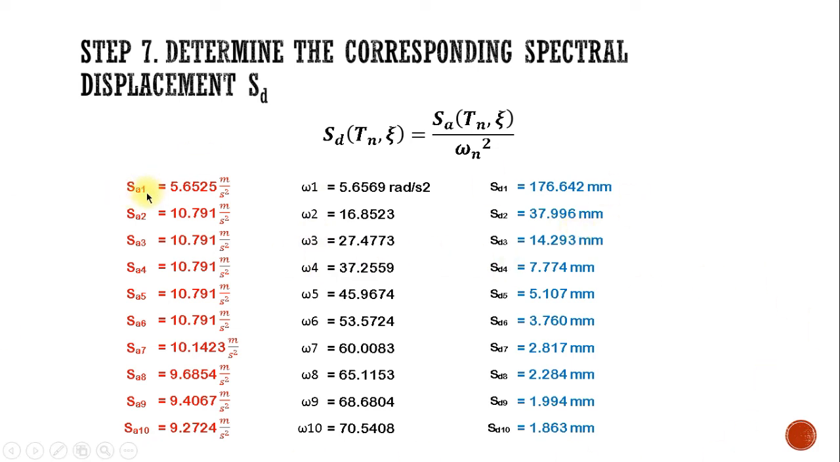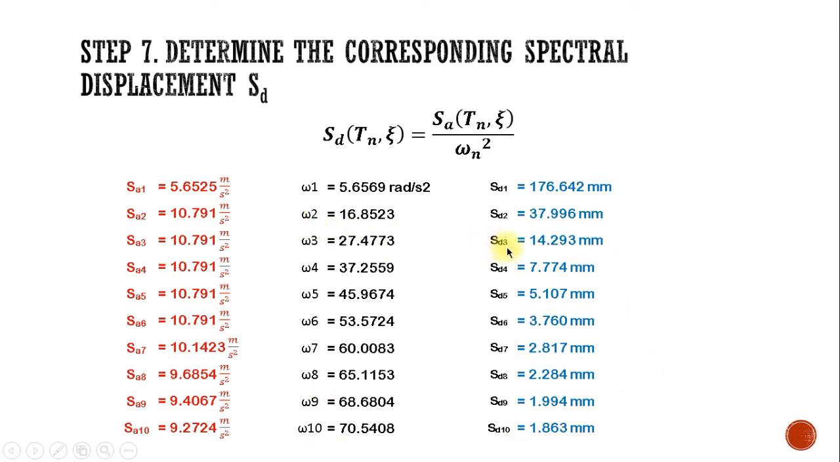So since ang compute natin kanina for mode 1 na spectral acceleration is 5.6525 meter per second squared and our frequency is 5.6569 rad per second, so ang ating magiging spectral displacement by using this formula ay 176.642 mm. And for mode 2, meron tayong spectral acceleration na 10.791 and frequency na 6.8523 rad per second. So if we divide this to the square of this frequency, ito yung magiging spectral displacement natin for mode 2. And the same also, we're using this formula and substituting these values for spectral acceleration and frequency. Ito yung ating magiging sagot.